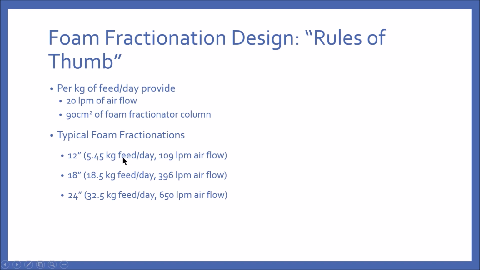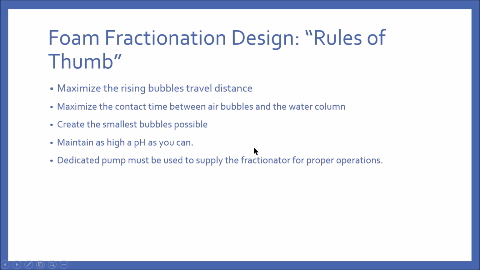So two things to take note of. You are designing the dimension of the protein skimmer, and it is also important to make sure that you have adequate airflow inside the protein skimmer. How do you maximize the efficiency of the protein skimmer? Number one is to maximize the distance traveled between the rising bubbles.